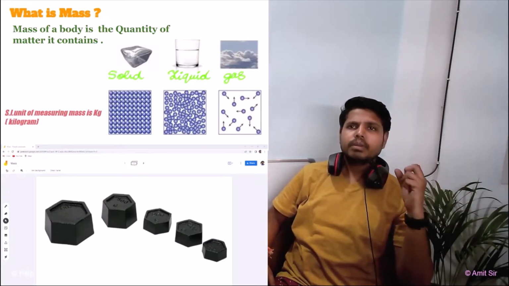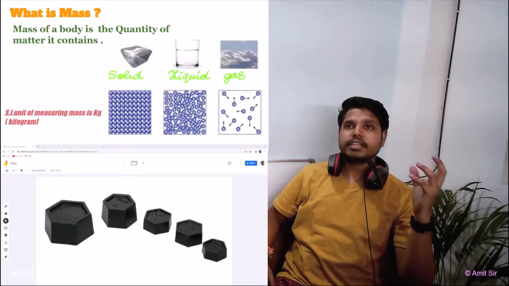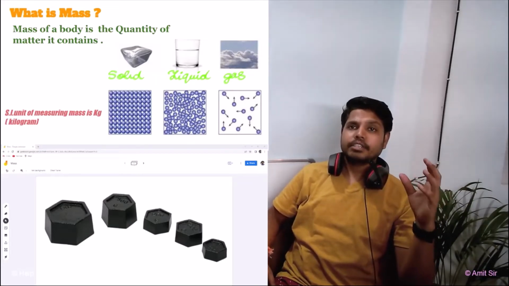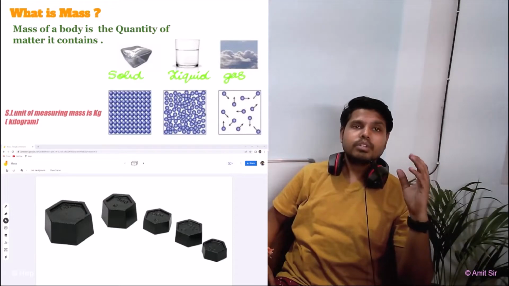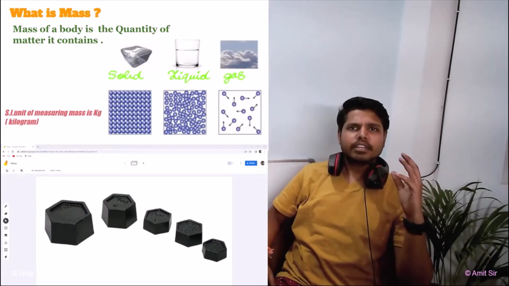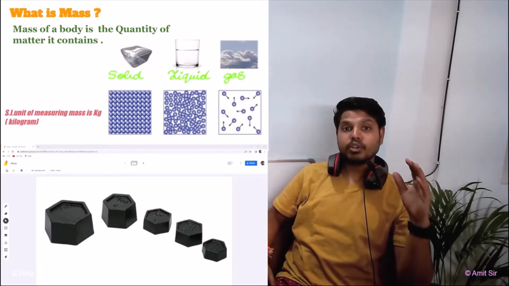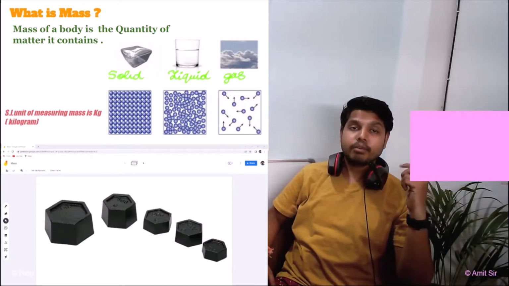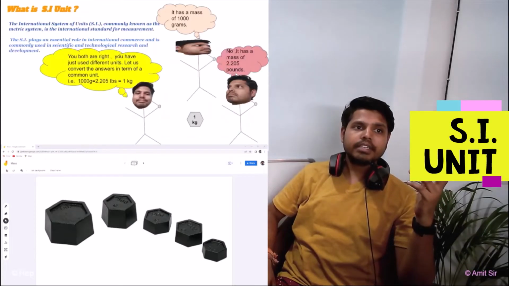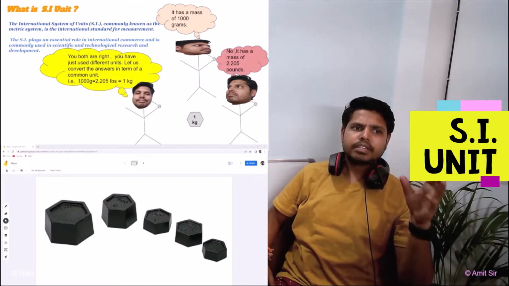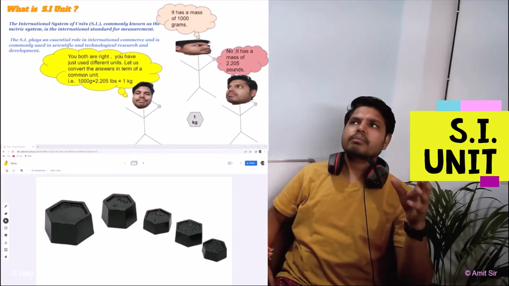Okay, so after understanding the definition of mass, we are going to proceed and understand the definition of its unit. So the SI unit of mass is kilogram. Before understanding the definition of a kilogram, we will understand what is an SI unit. What is an SI unit? SI unit is basically the International System of Units, commonly known as the metric system. It is the international standard for measurements.